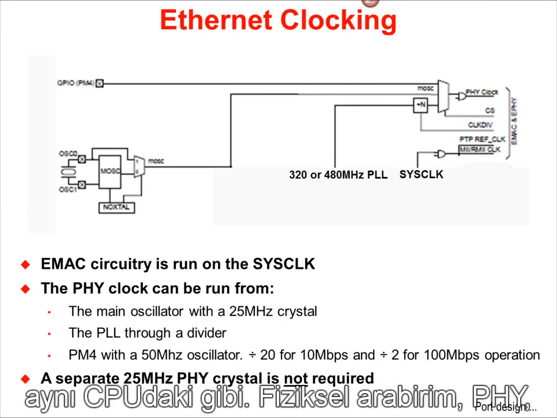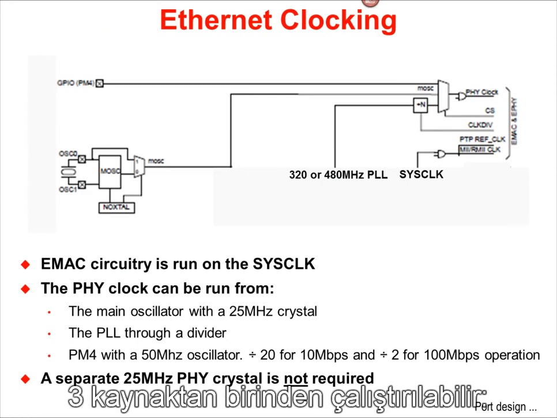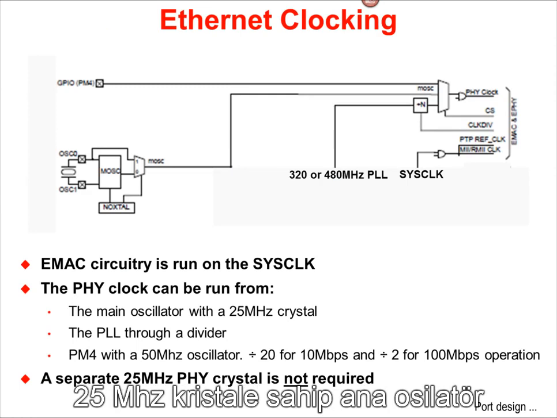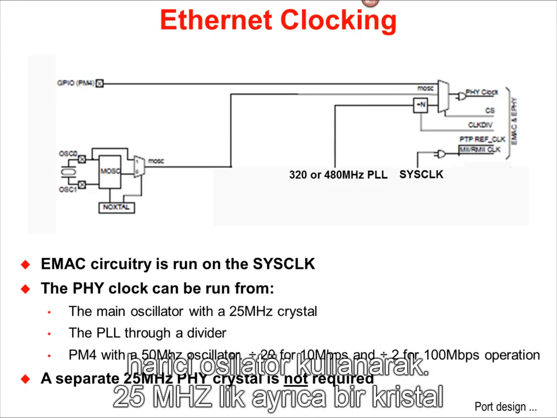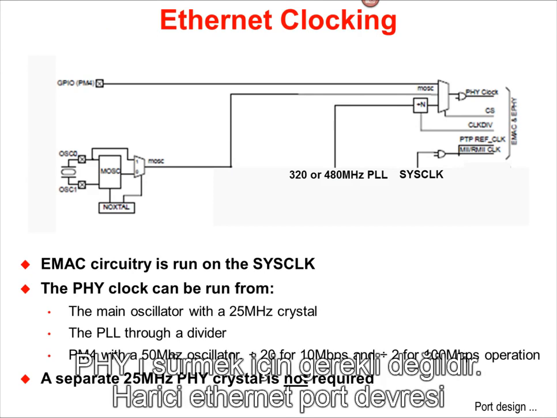The physical interface, or PHY, can be run from one of 3 sources: the main oscillator with a 25 MHz crystal, the PLL through a divider, or an outside oscillator through the port M pin 4 input. A separate 25 MHz crystal to drive the PHY is not required.